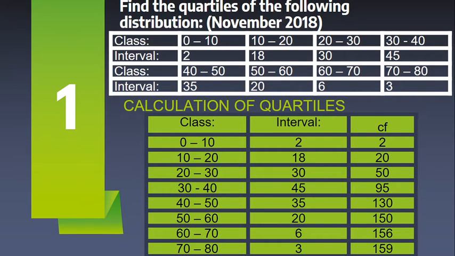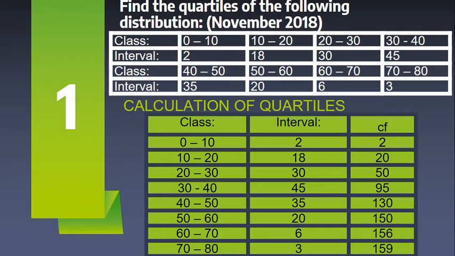Quartiles are similar to our median. How we calculate the median, in a similar way we would calculate the quartiles. So, first we take the class intervals and the frequency. What we have to do next is the cumulative frequency.